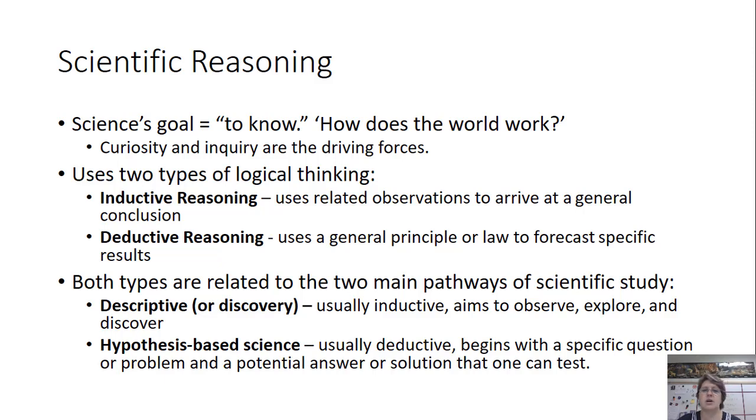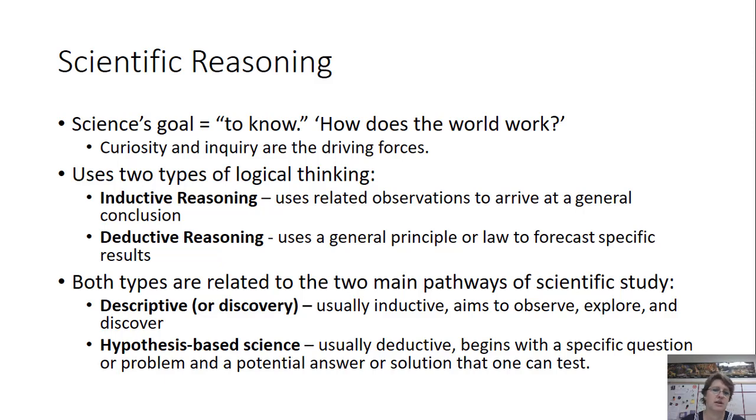Inductive reasoning uses related observations to arrive at a general conclusion, but deductive reasoning uses a principle or a law, and it forecasts a specific set of results. Both of these are really related to the two main pathways of scientific study. So you have the descriptive or discovery pathway to scientific study, or you have hypothesis-based science.